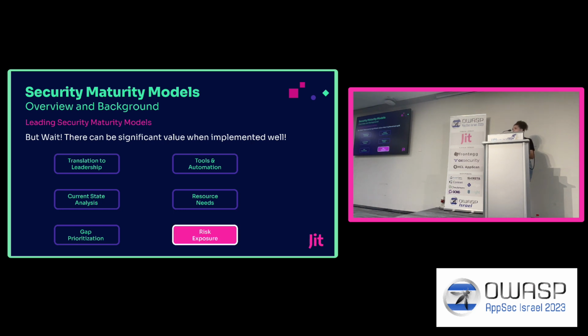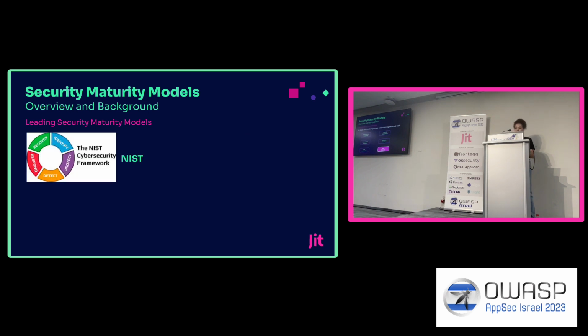Last, but definitely not least, probably the most important one here, is risk exposure. We have to understand where the risks are, and we need to understand the levels of those risks. Hopefully this is making more sense and has helped you understand that maturity models are not that bad, right? They could really help us a lot.